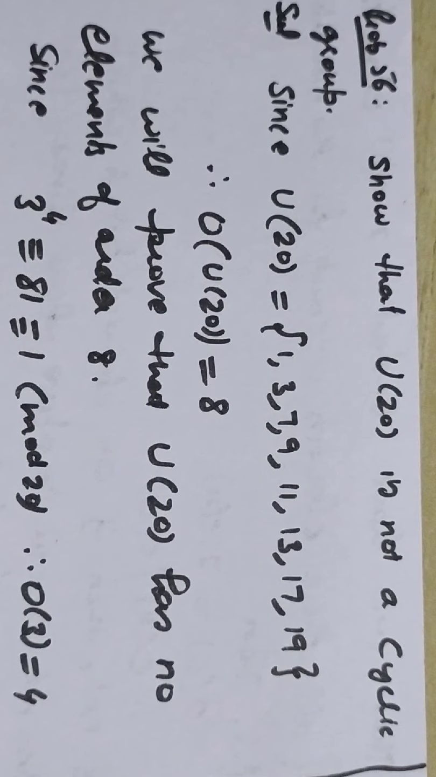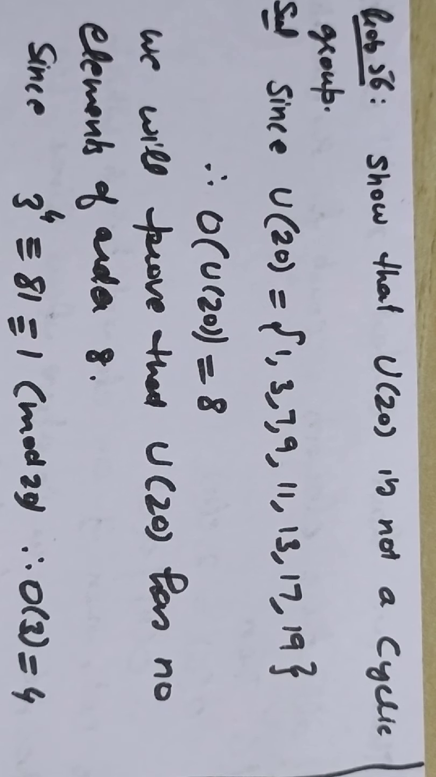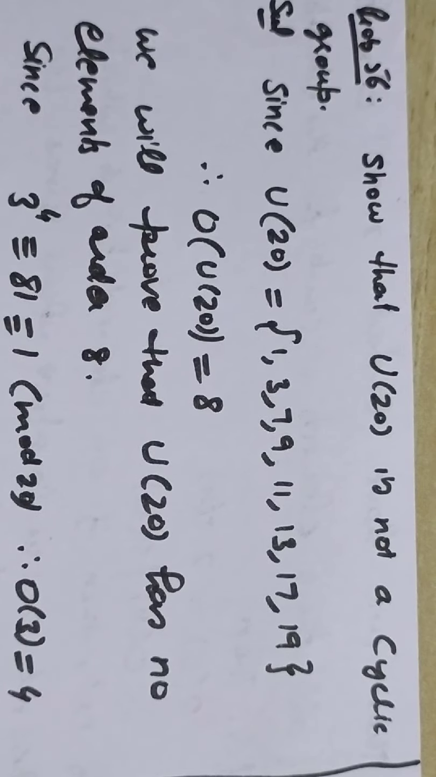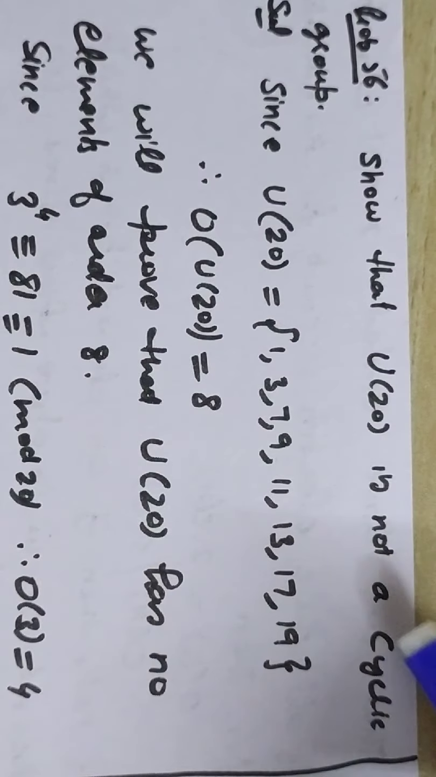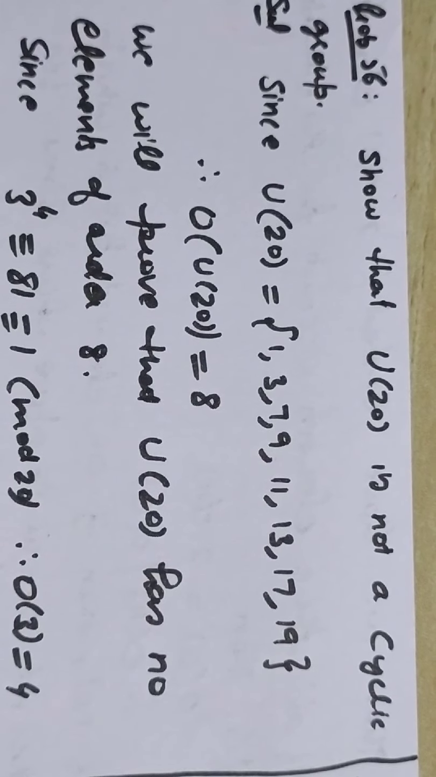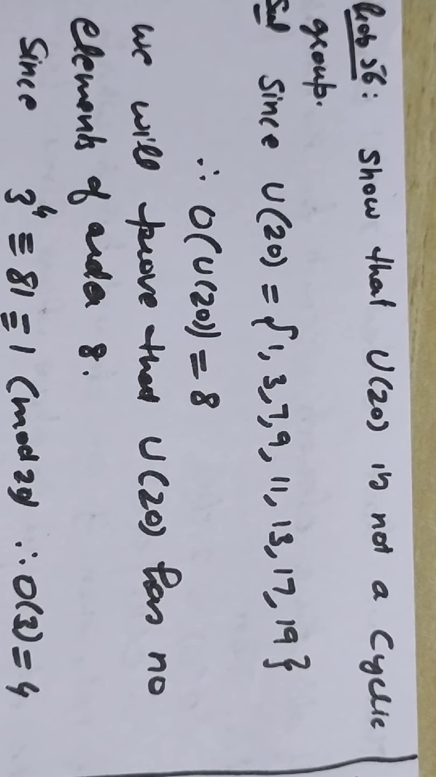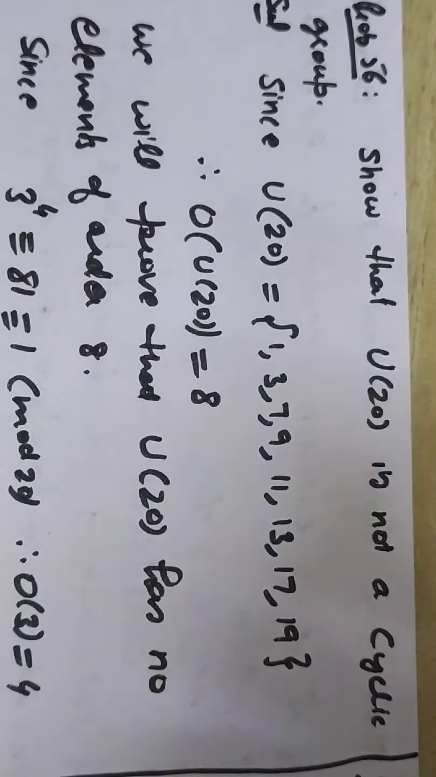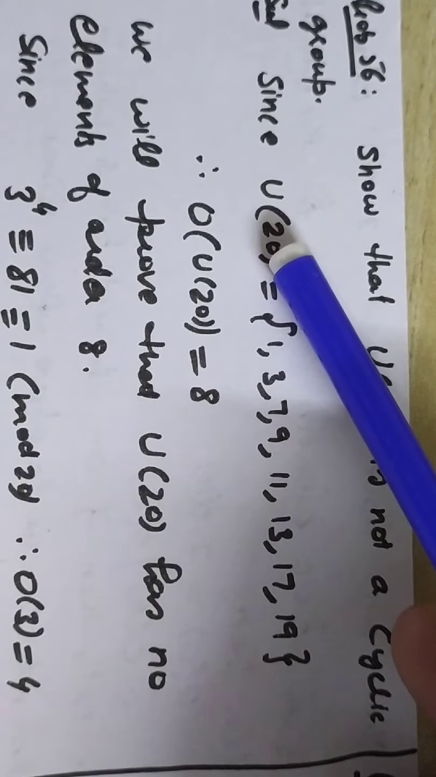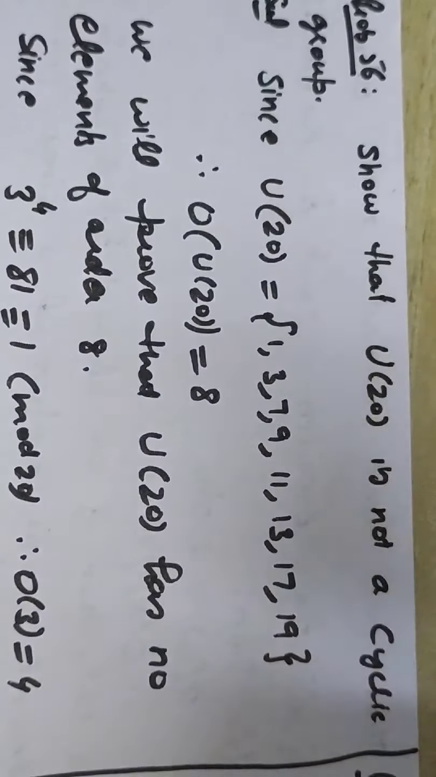Well, I will end up the cyclic group discussion with the following example. Today's first example is: show that U20 is not a cyclic group. First you have to see what we mean by U20. U20 is the collection of all those elements which are co-prime with 20, that is, GCD with 20 is 1.